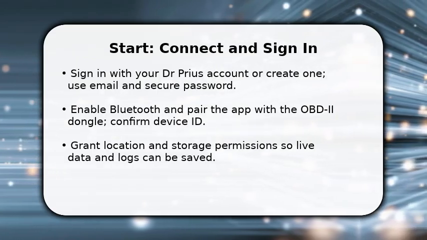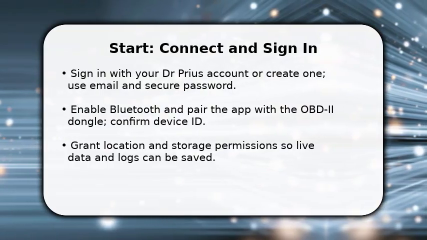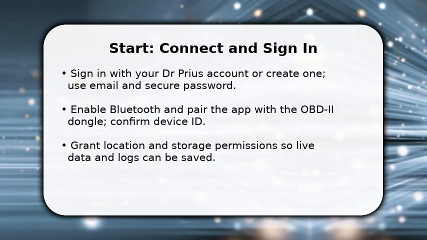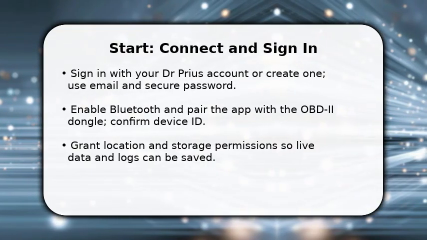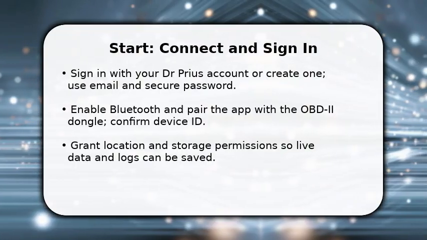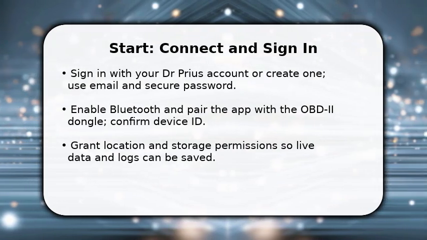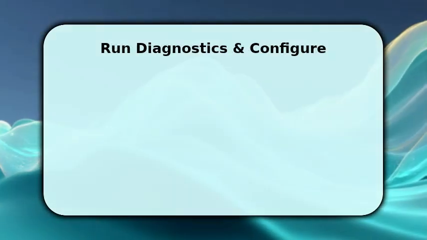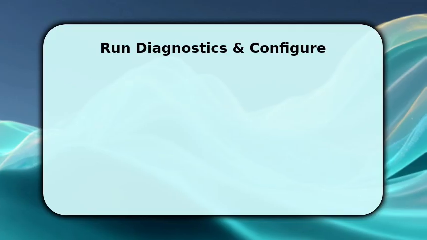Make sure to grant location and storage permissions so the app can map drives and save logs. If prompted, accept firmware update notices. These keep readings accurate and prevent connection errors while you start the diagnostic session. Once connected, run a full diagnostic scan to collect engine, transmission, battery, and emissions data. This produces the baseline report you'll act on.